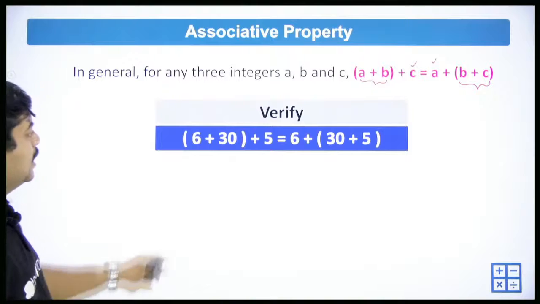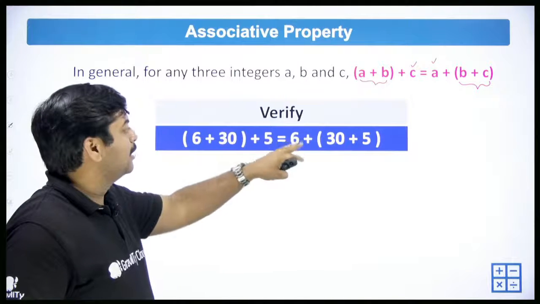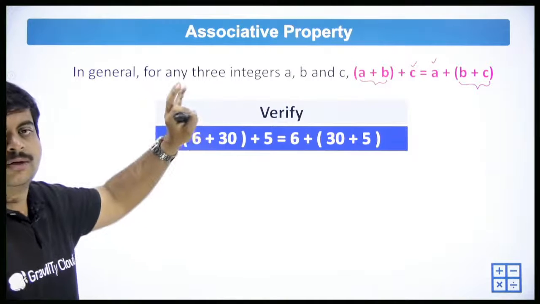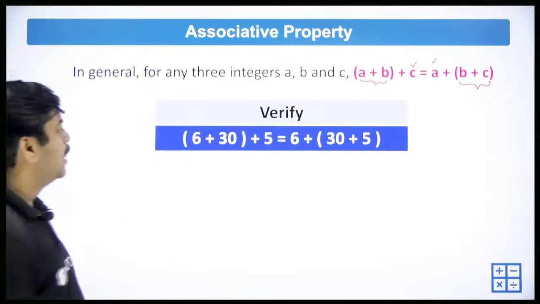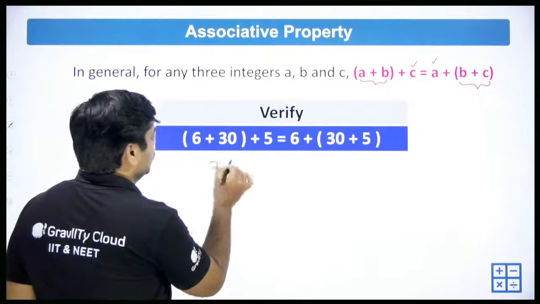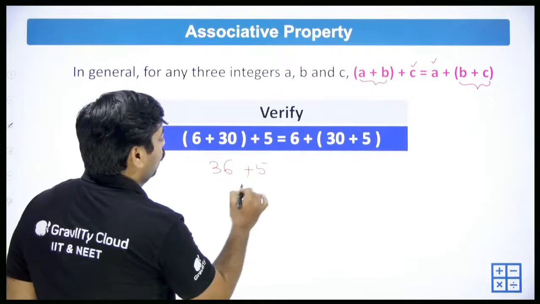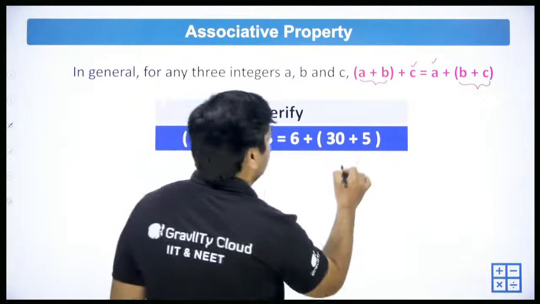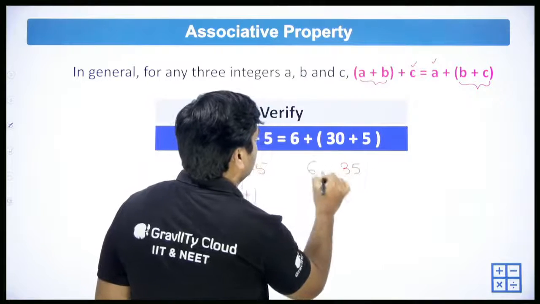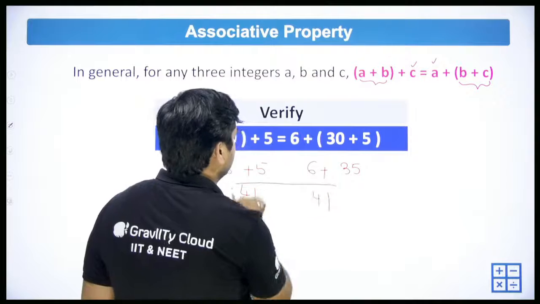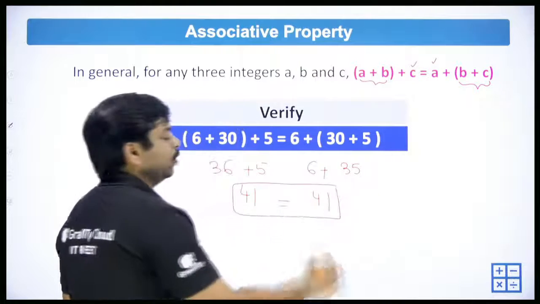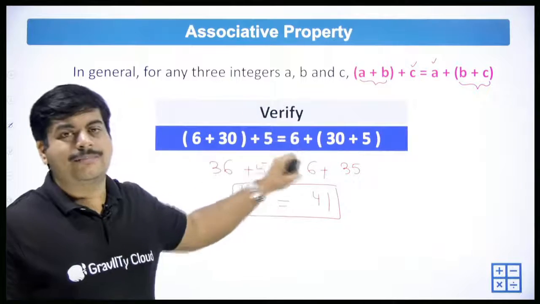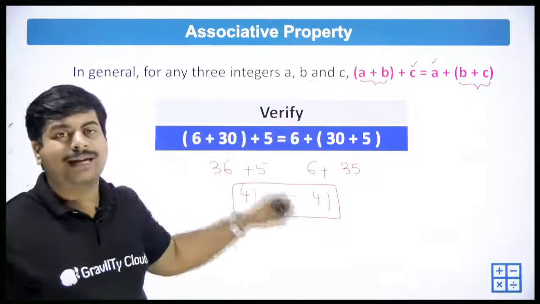Let me take 6 plus 30 plus 5, grouped in two ways. Straightforward, all positive numbers. 6 plus 30 is 36, and 36 plus 5 is 41. In the other grouping, 30 plus 5 is 35, and 6 plus 35 is 41, right? So 41 is equal to 41. When we are talking about all positive numbers, yes, it is valid.